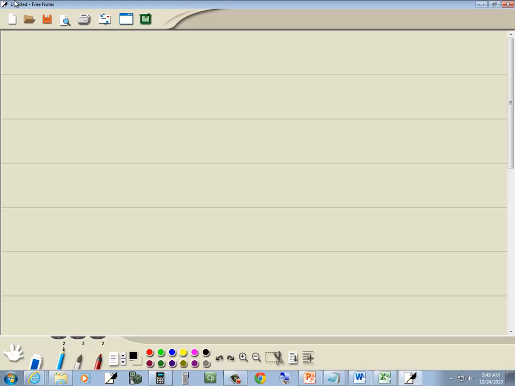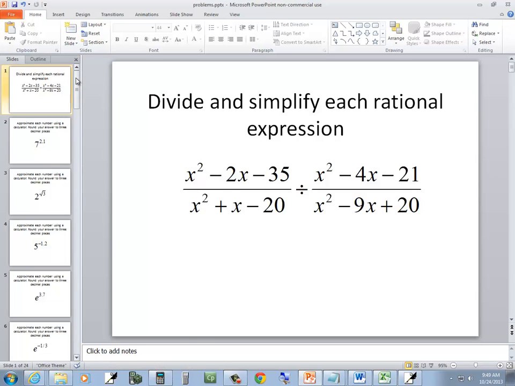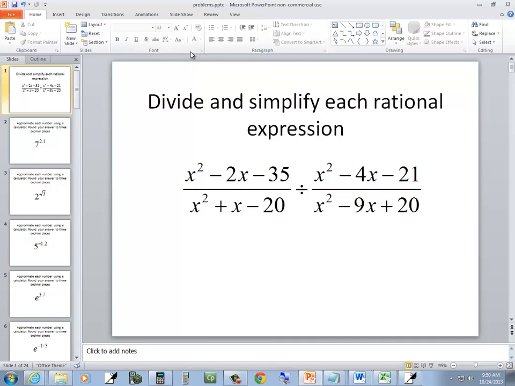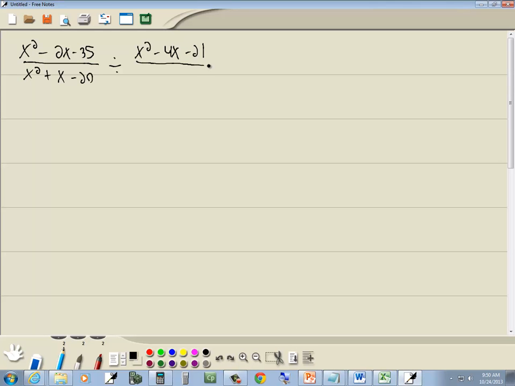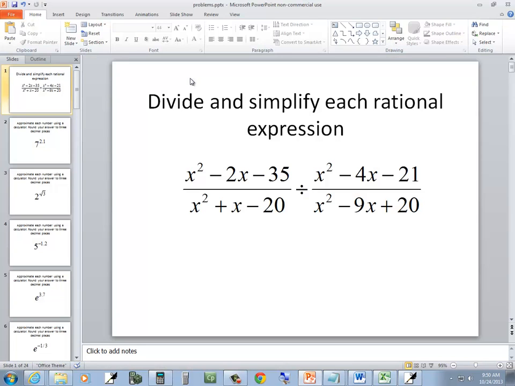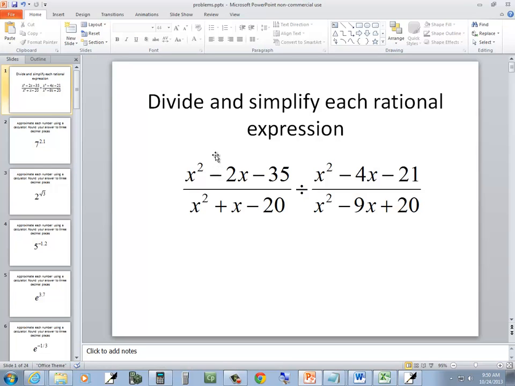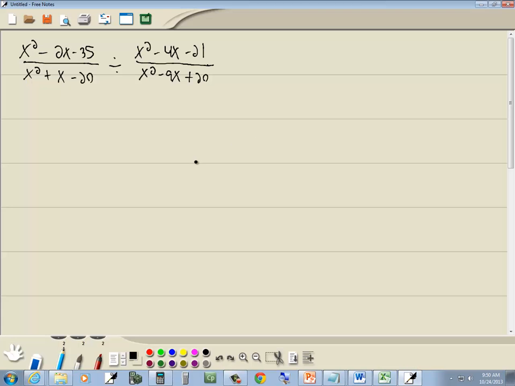And we got x squared minus 2x minus 35 over x squared plus x minus 20, divided by x squared minus 4x minus 21 over x squared minus 9x plus 20. And the instructions again are divide and simplify.